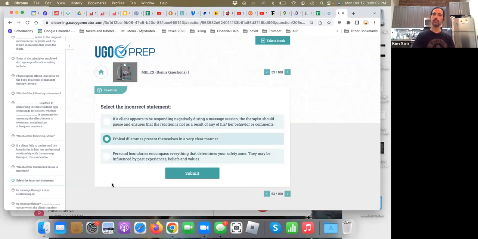And let's read the last one. Professional boundaries encompass everything that determines your safety zone. They may be influenced by past experiences, beliefs, and values. Is that correct or incorrect?